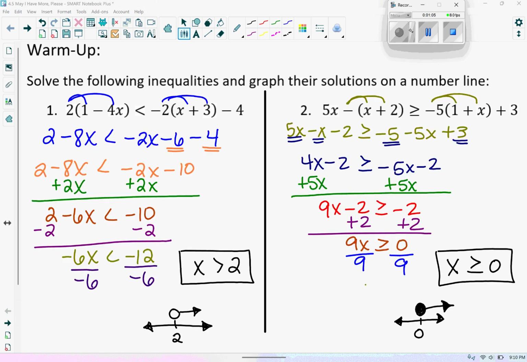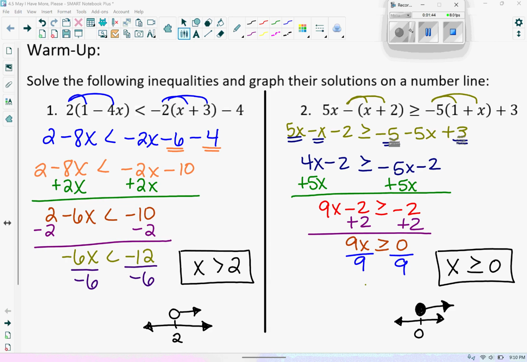All right, hopefully you're finished by now. Here are my answers to the warm up. So on number one, I distributed first, then I combined like terms, moved my variable to the left because I like it on the left when I'm doing inequalities, and then moved my constants to the right, and then solved for my variable. Remember that when you divide by a negative, you have to flip your inequality. And then you can see that I drew my number line with an open circle because it did not have the equal to, and the arrow was pointing to the right because my variable is on the left, but my inequality symbol is pointing to the right.